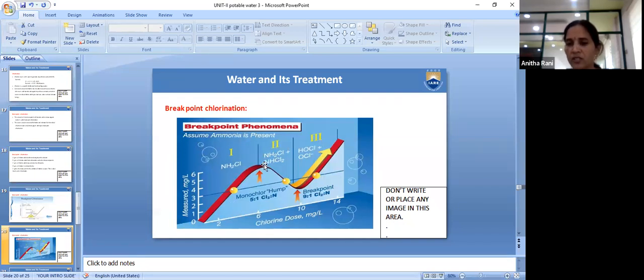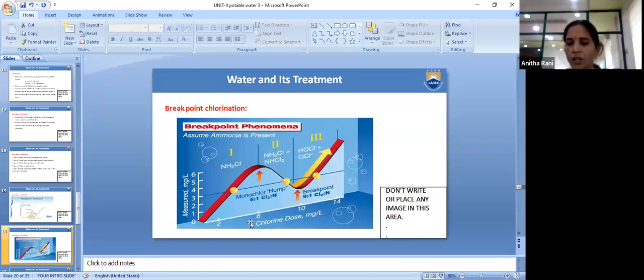It reaches a maximum. Why? Because here, what is formed in the water? Chloramines. Chloramines are formed in the water. So after forming chloramines, you can see the graph is decreasing here. It reaches a minimum. The graph is decreasing here.